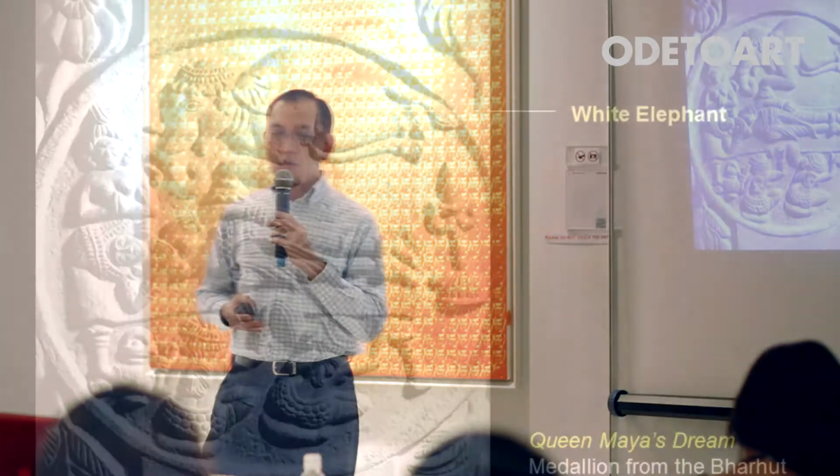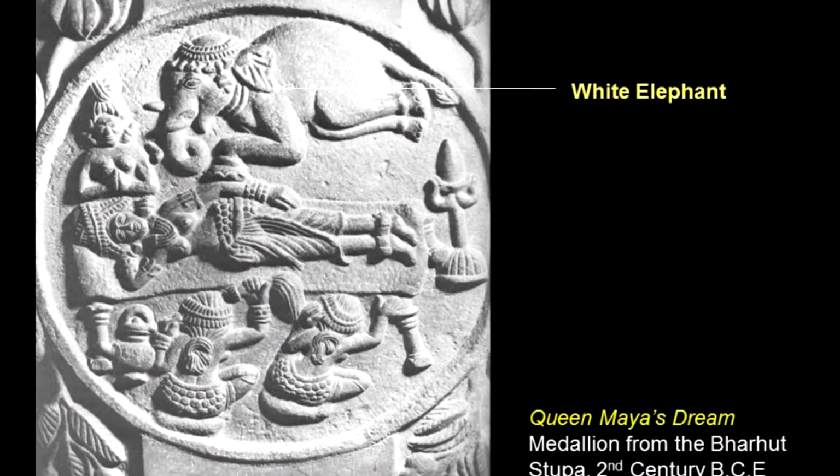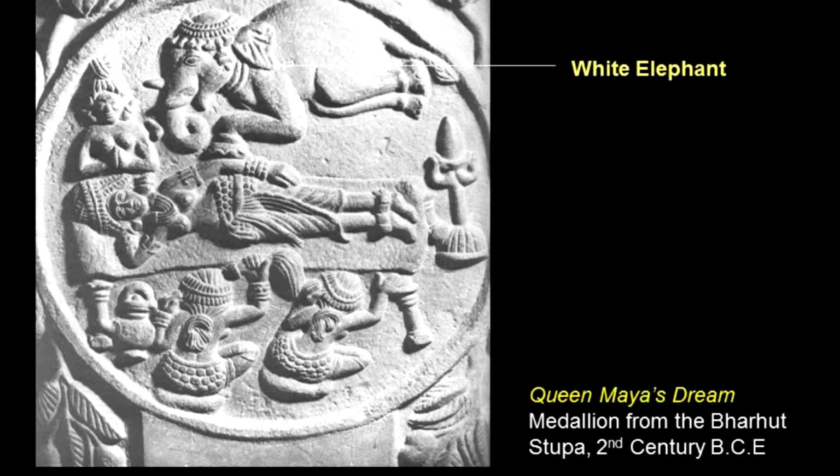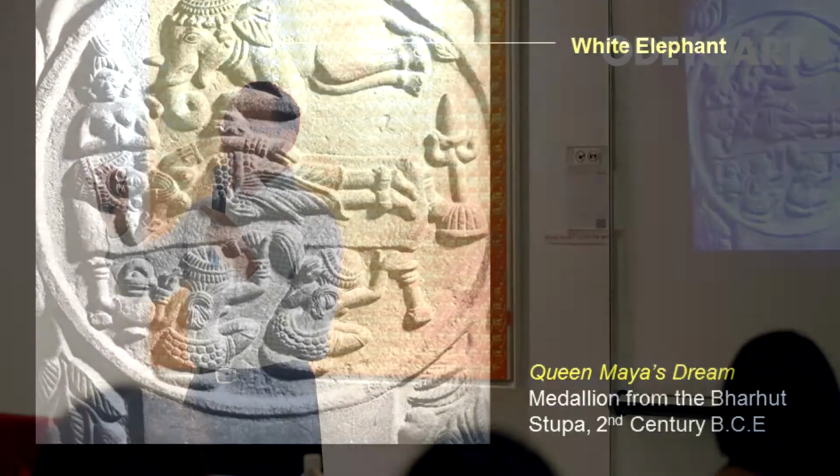Now this particular slide shows you a very famous medallion that used to be part of what you call a stupa. A stupa is a Buddhist monument that houses the relics and the remains of the Buddha and his disciples. On this medallion, which is about 19 inches in diameter, it tells the story of Queen Maya's dream, because the Buddha was conceived miraculously, or what you call the Immaculate Conception.